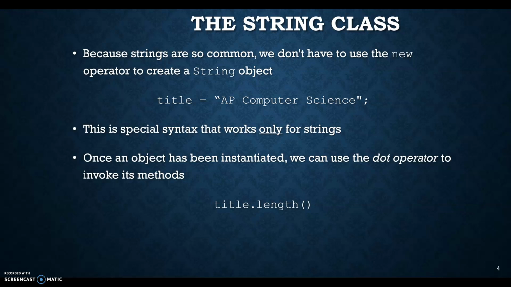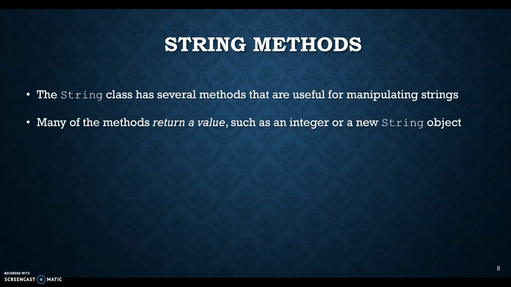Once a string is created, its value cannot be lengthened or shortened, nor can any of its characters change. Thus, we say that a string object is immutable. You can, however, create a new string object that can have the new version of the original string's value. String methods. Methods are the actions of our objects, and the string class has several methods that are useful for manipulating strings, which we will learn about shortly. A lot of the methods return something, such as a value or even a new string.